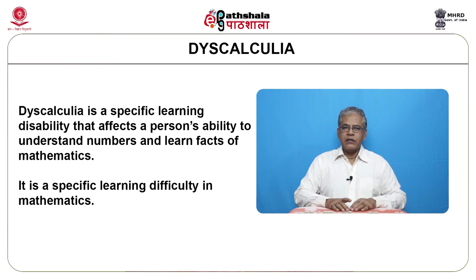Dyscalculia is a specific learning disability that affects a person's ability to understand numbers and learn facts of mathematics. It is a specific learning difficulty in mathematics. Like dyslexia, dyscalculia can be caused by a visual perceptual deficit. Dyscalculia refers specifically to the inability to perform operations in mathematics or arithmetic. It could be described as an extreme difficulty with numbers. Dyscalculia does not have the same stigma surrounding it, but it is very important to recognize it as soon as possible before it impacts on a child's self-esteem.